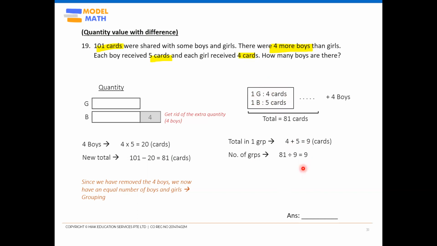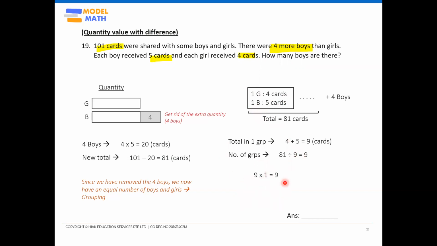So once you get the number of groups, always reread the final question. The question now asks how many boys there are. So we are interested in the boys. We are not interested in the cards. So if you're interested in boys, ask yourself the same question for one group. In one group, how many boys do you see? As you can see, in one group, there's only one boy. But since there are 9 groups, I will have 9 times 1, which is 9 boys.